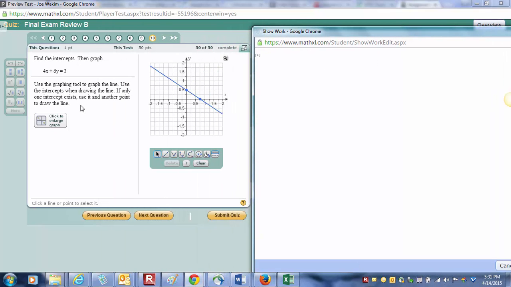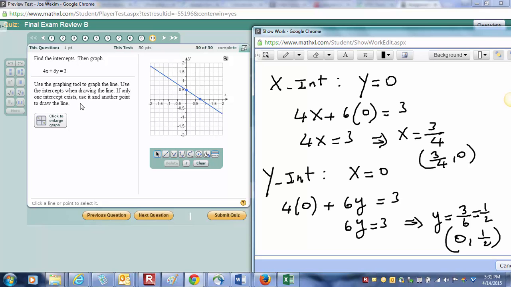And the first thing to do, if you want to find, let's say, the x intercept, you substitute y equals 0, and you solve for x. So plug in y equals 0, you get 4x equals 3. Divide both sides by 4, and you get x equals 3 over 4. This is the x-intercept, 3 over 4.